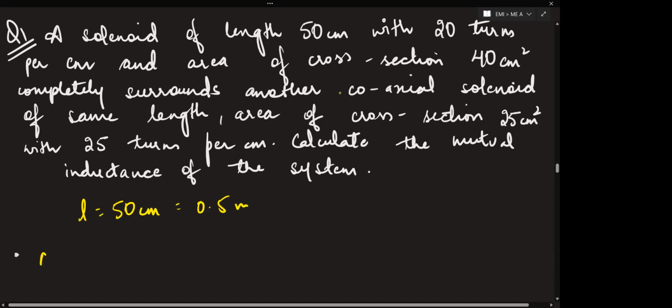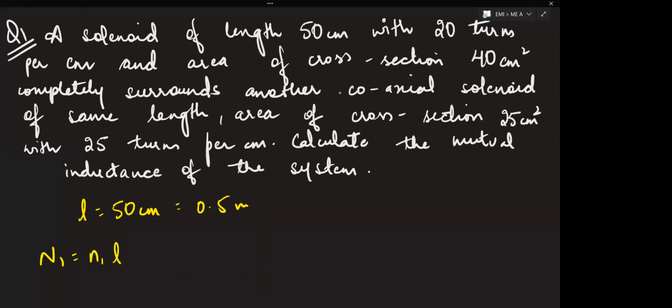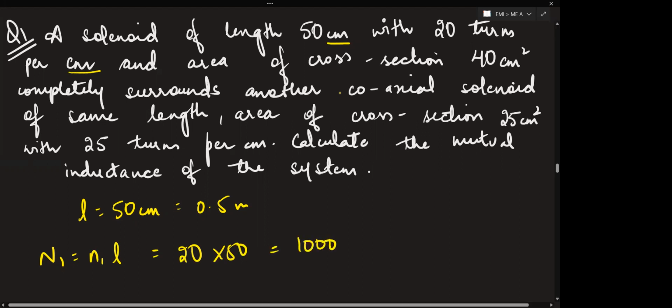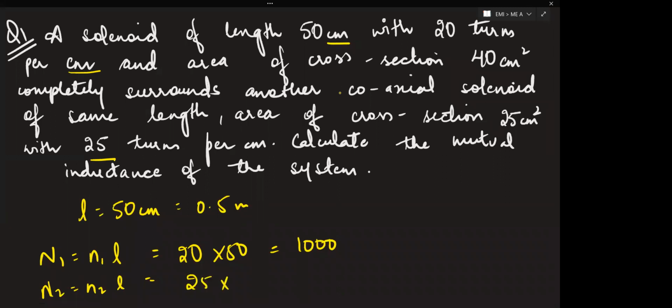Now, the number of turns in the first one will be number of turns per unit length multiplied by the length. So number of turns is 20 turns per centimeter and length is 50 centimeter. I'm not converting centimeter here because this centimeter will cancel with this centimeter. So this will be 1000. Similarly, N2 will be n2 into l. This is given as 25. So 25 into 50 is what? 1250, no?